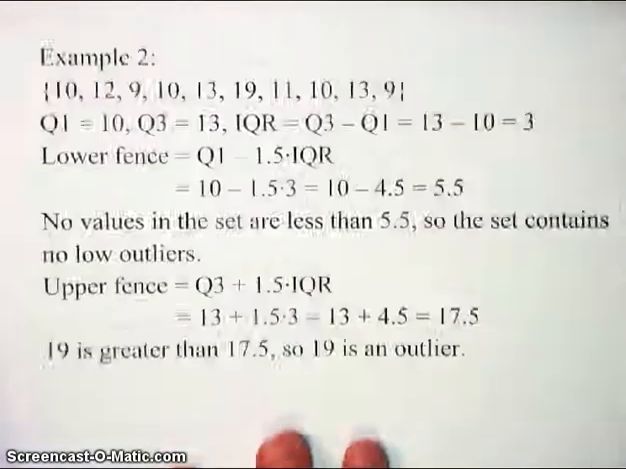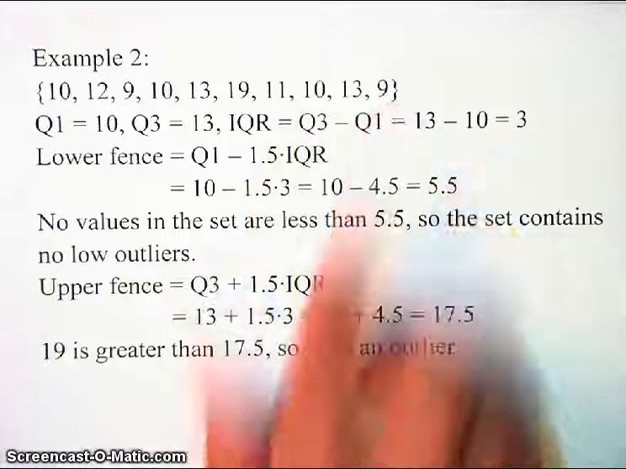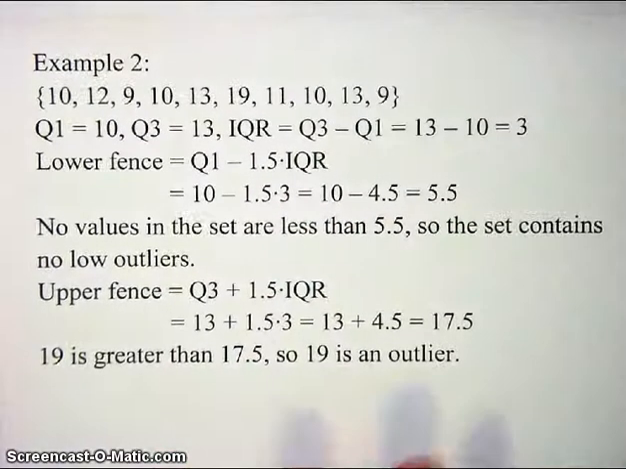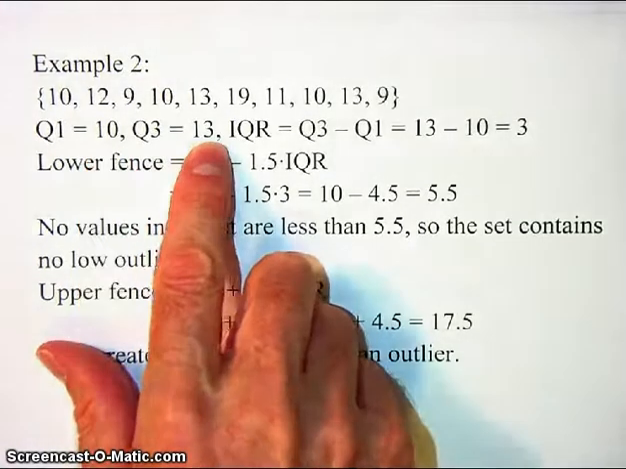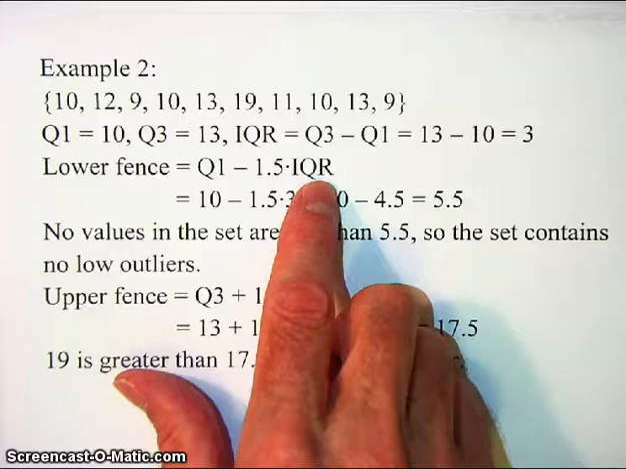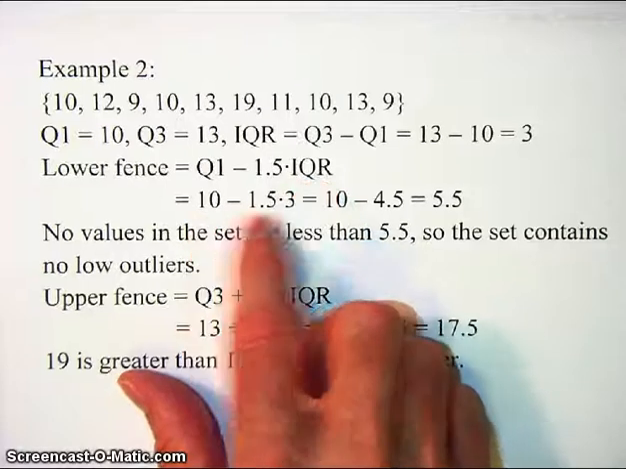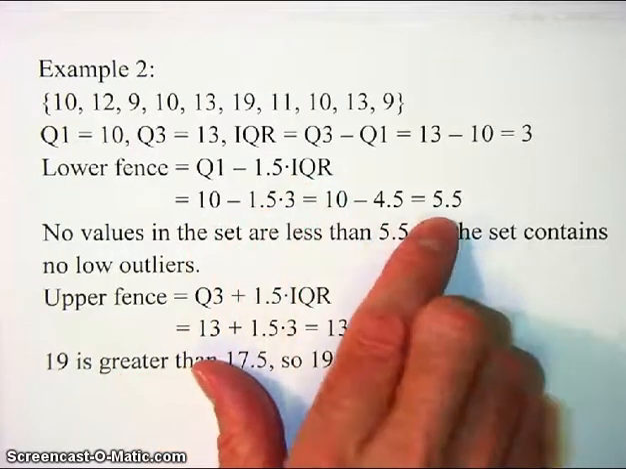Here's a second example. Okay, we've got 10, 12, 9, 10, 13, 19, 11, 10, 13, and 9. These are not in ascending order, so figuring out where the quartiles are is a little bit of a challenge, but you could do it. You could write the observations in order, or you could just put them into your calculator like this and find the 5-number summary. Okay, well, it turns out the first quartile is 10, the third quartile is 13, so the IQR is 3. The lower fence, Q1 minus 1.5 times the IQR, is 10 minus 1.5 times 3. 1.5 times 3 is 4.5, and 10 minus 4.5 is 5.5.